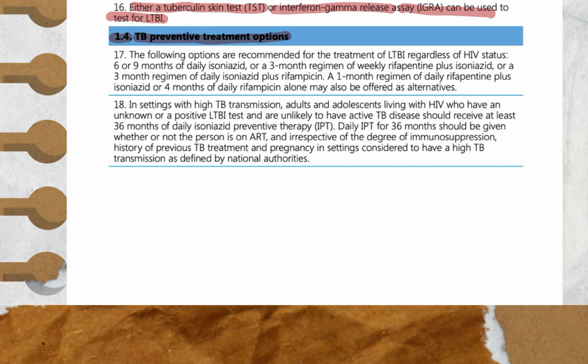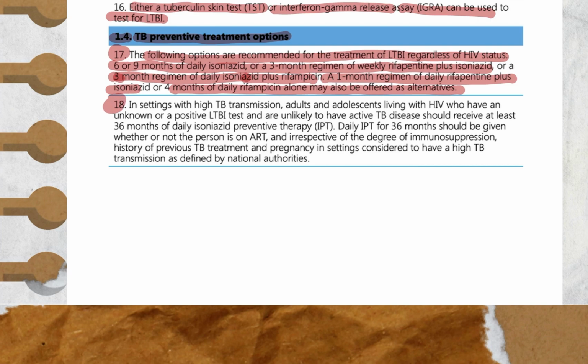1.4 TB preventive treatment options. Recommendation 17. The following options are recommended for the treatment of latent TB regardless of HIV status. 6 or 9 months of daily isoniazid, or a 3 month regimen of weekly rifapentine plus isoniazid, or a 3 month regimen of daily isoniazid plus rifampicin. A 1 month regimen of daily rifapentine plus isoniazid or 4 months of daily rifampicin alone may also be offered as an alternative. There is a very good table in the WHO guidelines that we will discuss in the later half of the video.